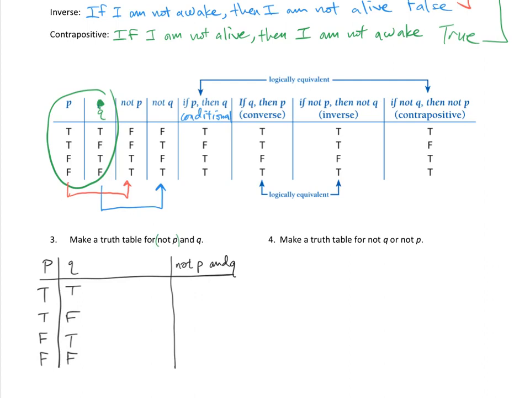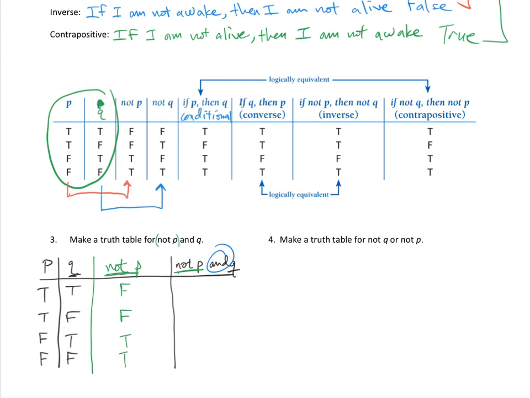So what I should do next is figure out, what does the column not P look like? Well, it will just be the negation of the P column. So this should be false, false, true, true. So now I have everything I need. I've got my not P and I've got my Q, and I'm going to join them with the logical operator and.